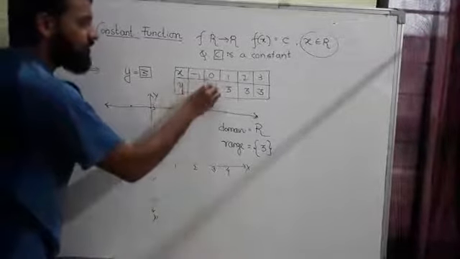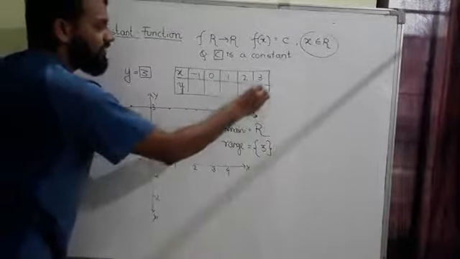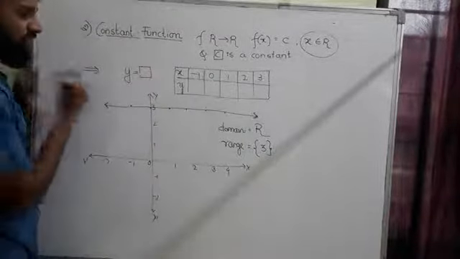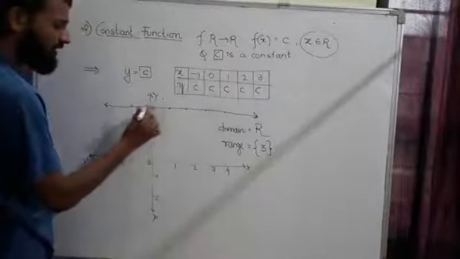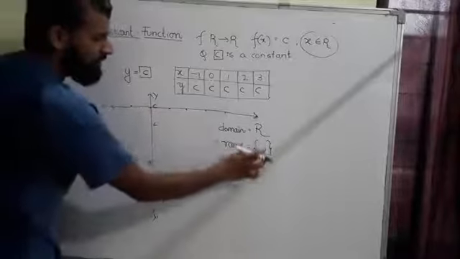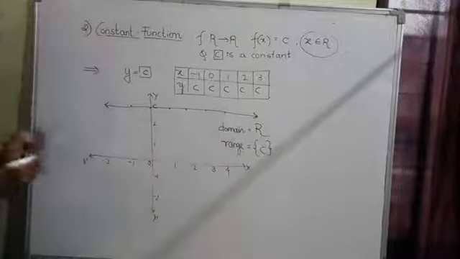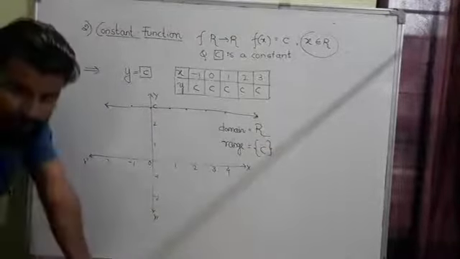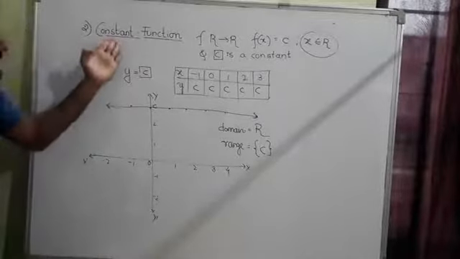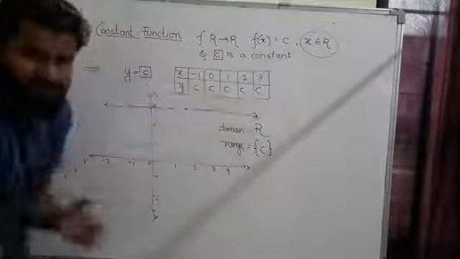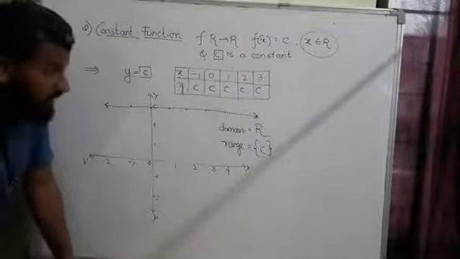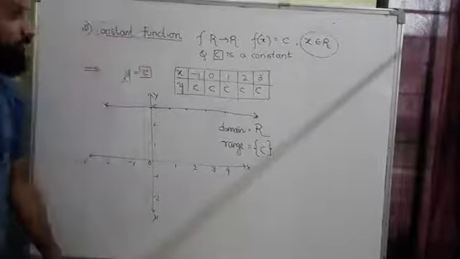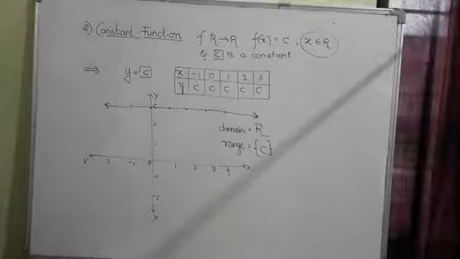In general we write c. I took 3 only so that you can understand. So in general this will be a constant c. Here also we will write c only. So the range will be the element c. So this is what a constant function is. As the name suggests, it is a constant line, no changing at all. Are you understanding my point? Please pause the video and take the screenshot.